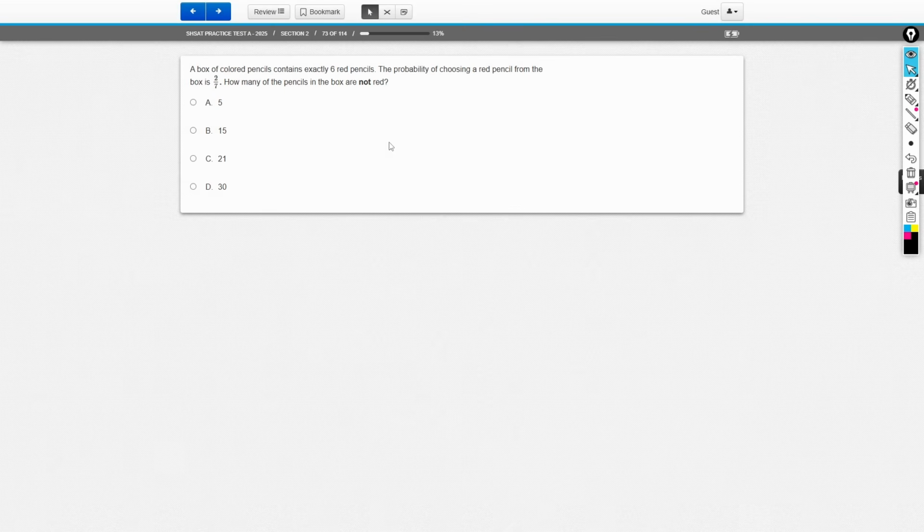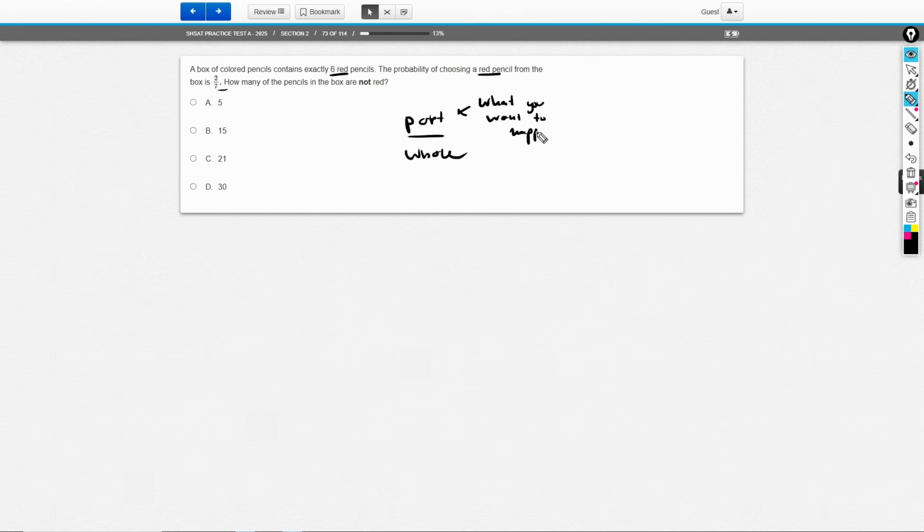All right. Over here, we know that a box of colored pencils may contain exactly 6 red pencils, and the probability of choosing a red pencil from the box is 2 over 7. Probability is just part over whole. So the part is what you want to happen, and the whole is everything that could happen. So the probability here is 2 out of 7, right?